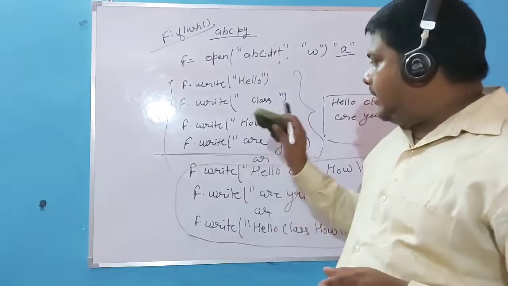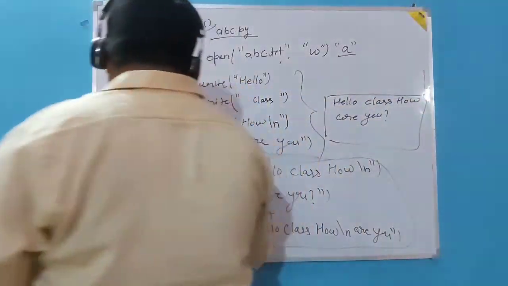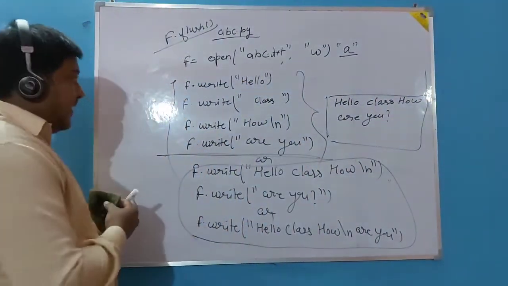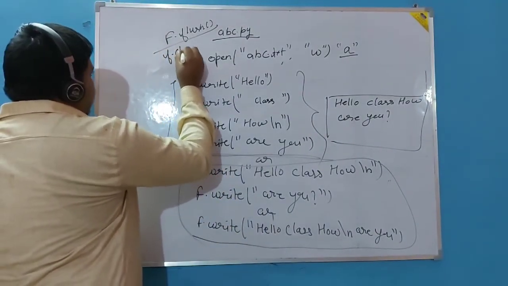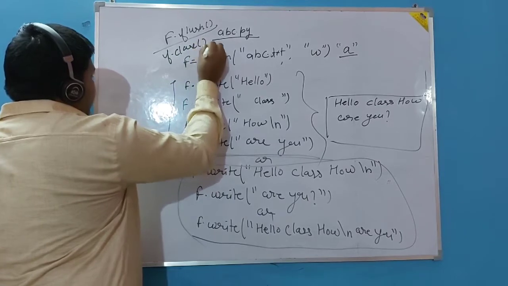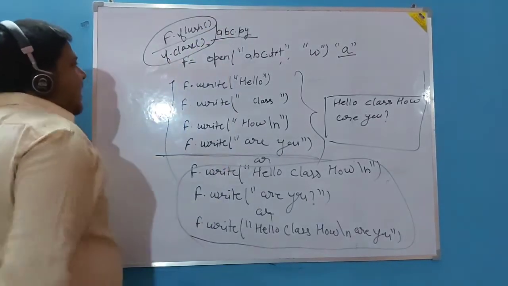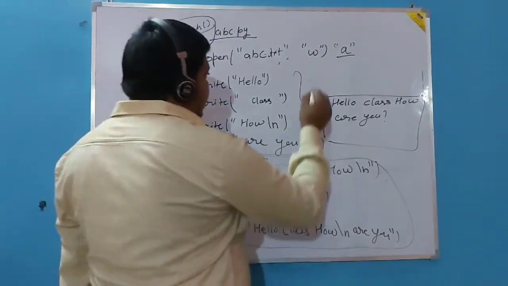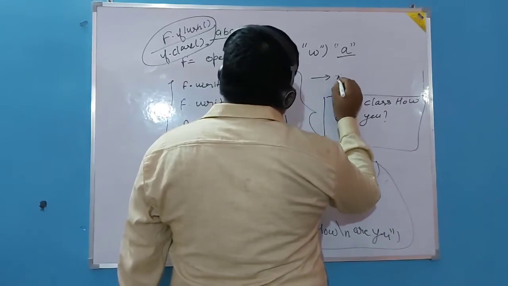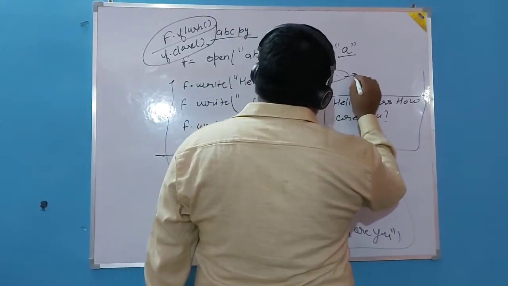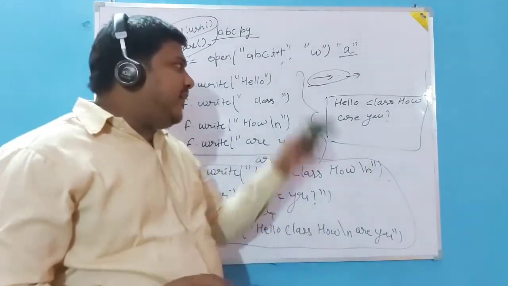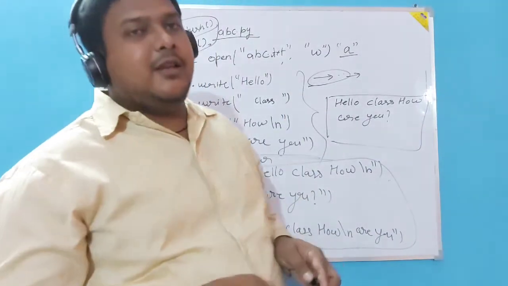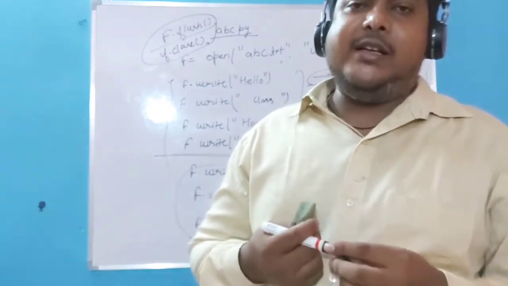Clear? So that is a way of writing. You can write, and after that, in the last, you have to close the file. That is very important, because in programming there is one rule: if the file is accessed by some file pointer, until the file pointer leaves that file, no other file should be used. If you do, it may cause an error.